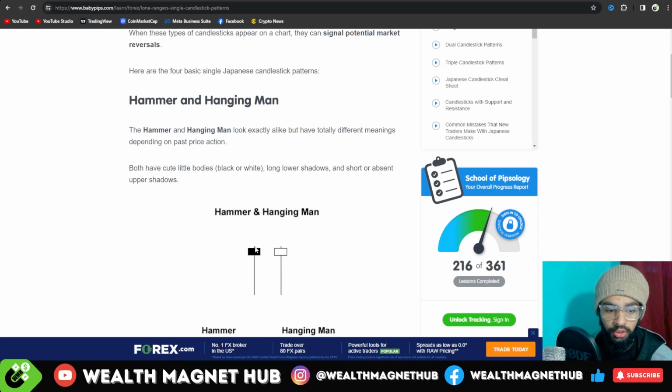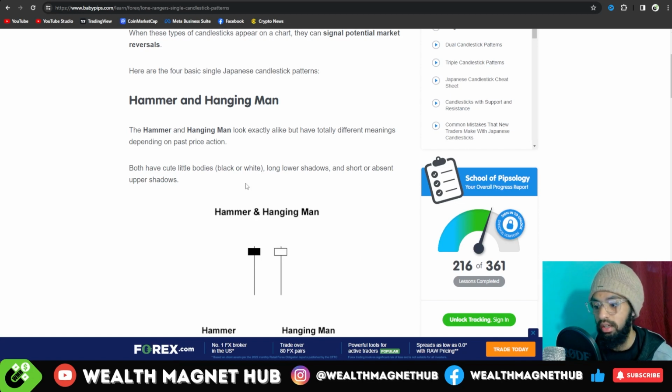There is also a short or absent upper shadow. This upper shadow at the top may be very small or may not even be visible at all. It is the smallest portion of the candlestick. Then we have the body, a bigger portion, not too big, but still small, though longer than the upper shadow. And then we have the lower shadow, which is the longest part of the candlestick, making it recognizable and how we can tell it is a hammer or a hanging man.